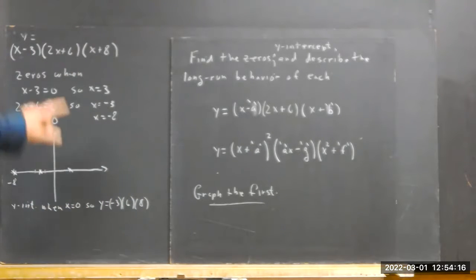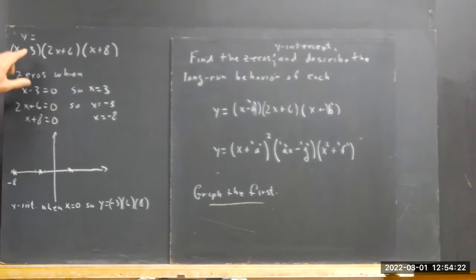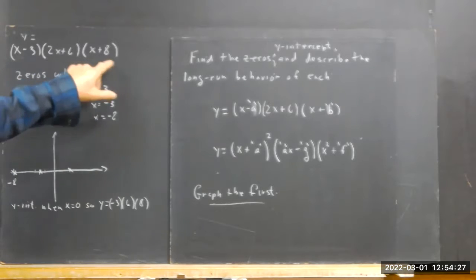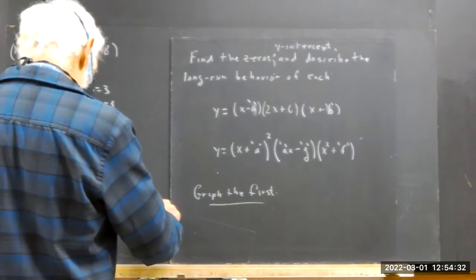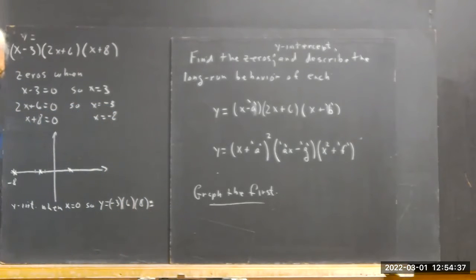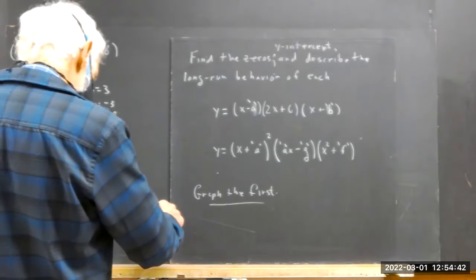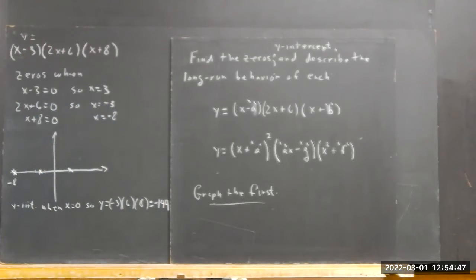Now, I skip the step of writing 0 minus 3, 2 times 0 plus 6, 0 plus 8, because we know 0 minus 3 is going to give us negative 3. 2 times 0 plus 6 is going to give us 6, and 0 plus 8 is going to give us 8. Although it doesn't hurt to write that stuff out, especially the first assignment you do with this stuff. So that's going to be negative 18 times 8, which is negative 144. So I'm going to put it right here.